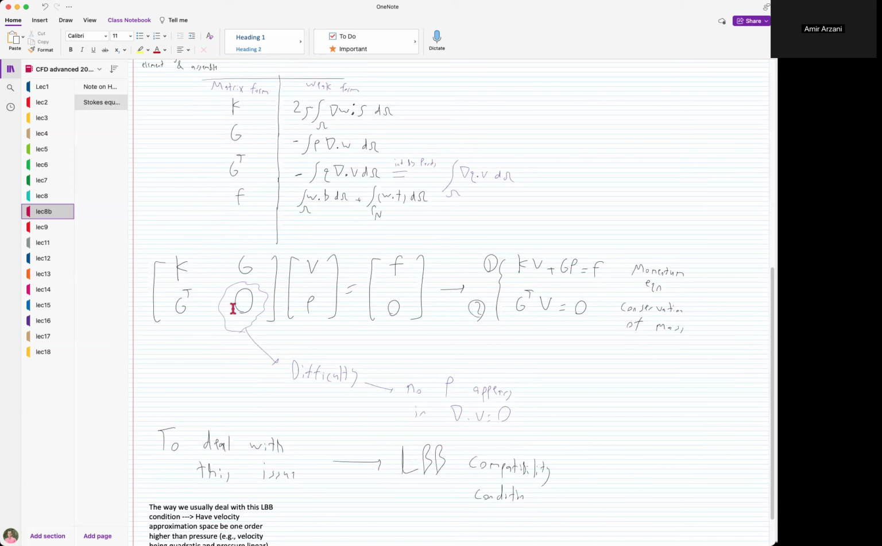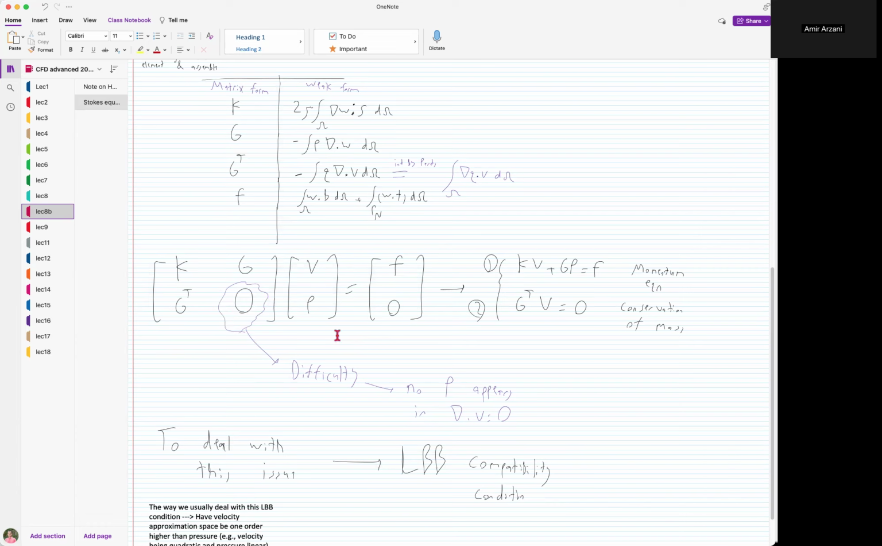Now, this means that pressure is absent in the second equation. In the continuity equation, you do not have pressure. So here you have this big zero matrix, this block matrix, okay? And it turns out a big reason why solving incompressible Navier-Stokes equations is challenging is because of this zero that you see here. So this zero here causes lots of numerical difficulties when you want to solve these coupled systems of equations.